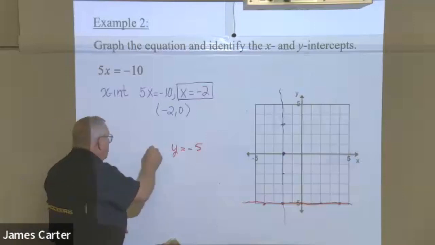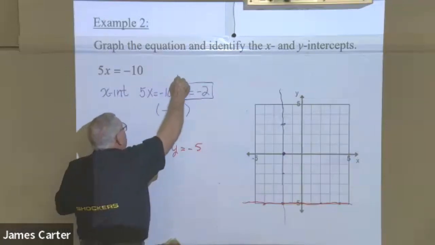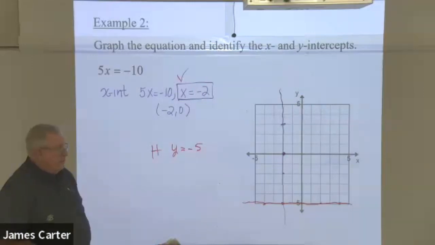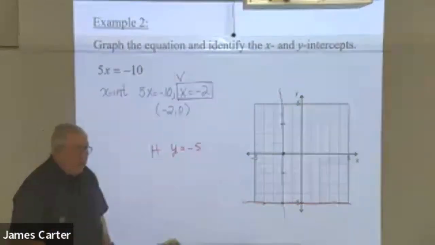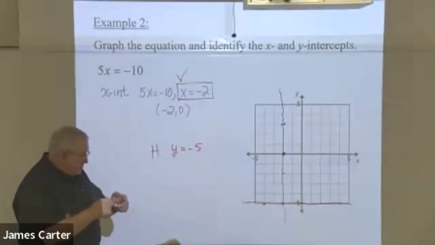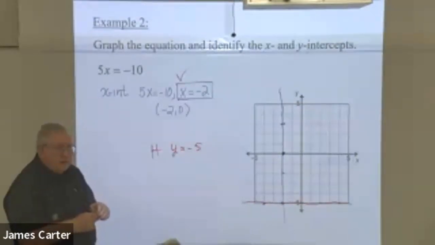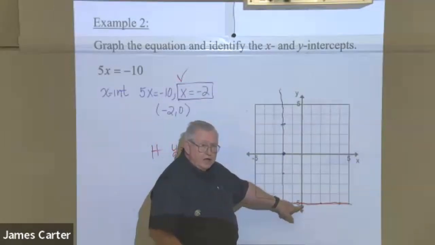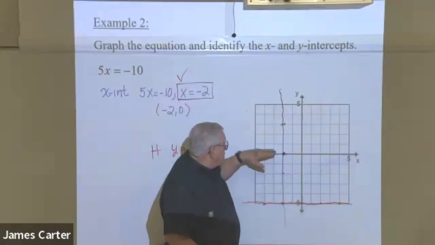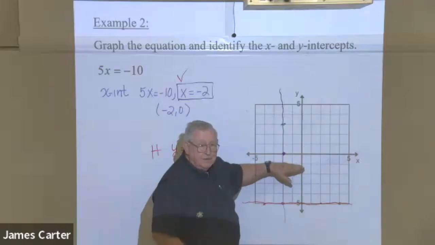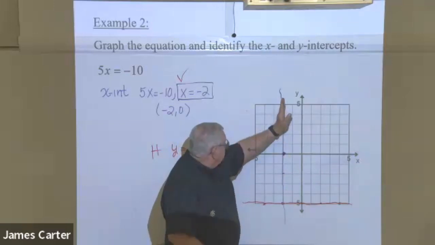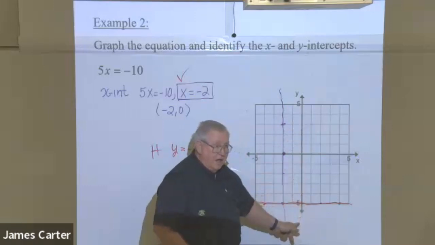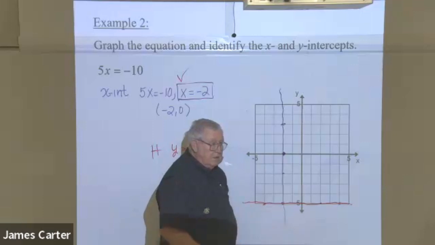Okay, horizontal, vertical. And we'll hit that in a little while. But this seems like a good opportunity. Now, the horizontal line only has a y-intercept, no x-intercept, unless it's on this line. A vertical line has no y-intercept unless it is on that line. Okay?